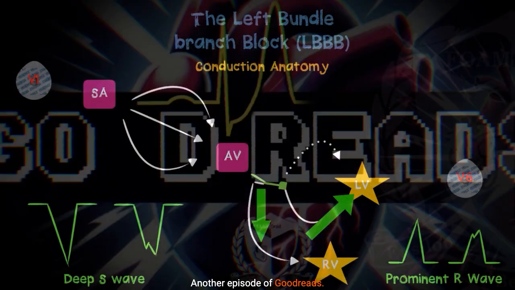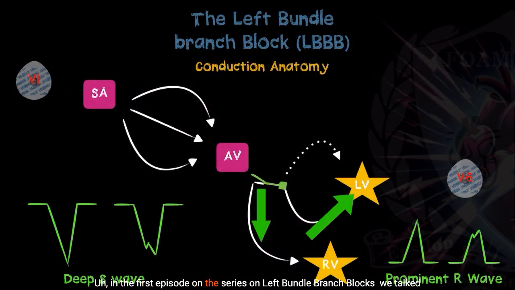Another episode of Goodreads. In the first episode in the series on left bundle branch blocks, we talked about conduction anatomy, and we started to understand why in lead V1 we have these deep S waves and why in V6 we have these prominent R waves. So if you're just catching up, go back and watch the 4 or 5 minute video on the conduction anatomy to understand why we see what we see.